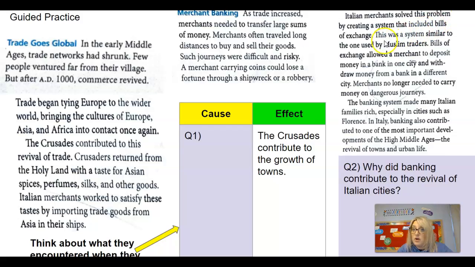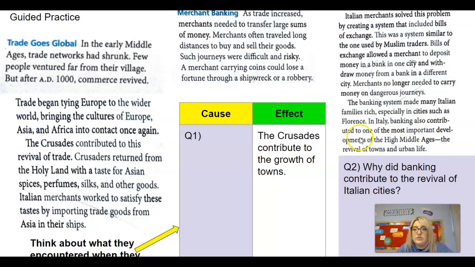Italian merchants solved this problem by creating a system that included bills of exchange, aka paper money. This was a system similar to the one used by Muslim traders. Bills of exchange allowed a merchant to deposit money in a bank in one city and withdraw money from a bank in a different city. So merchants no longer needed to carry money on dangerous journeys. So it prevented that robbery. The banking system made many Italian families rich, especially in cities such as Florence. And we'll get back into that in a couple weeks.